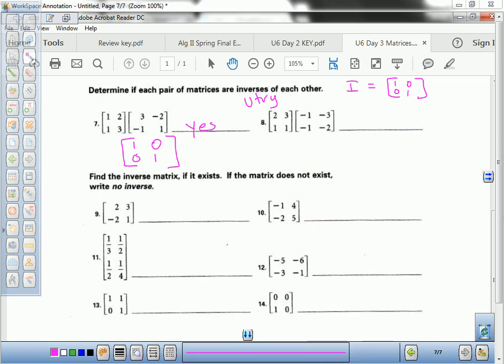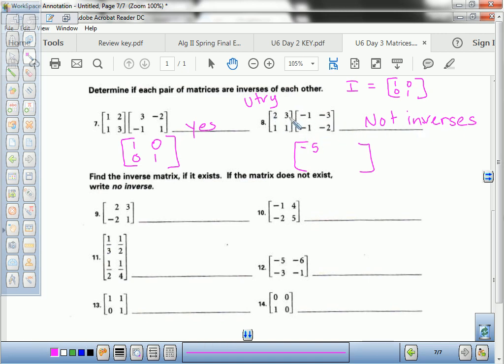So, on this one, that first entry, 1, 1, is -5. Do I need to do anything else? No. They are not inverses. It did not equal the identity. I can finish it for you.